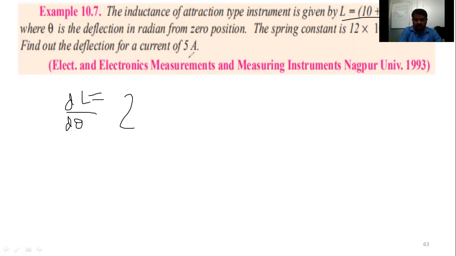Next, the current is already given, 5 ampere here now. So dL by d theta into 5 ampere squared into 1 by 2. TD is over now. Next, what about the controlling torque? K theta. K is given. Then TD divided by K, you do that one. You get the answer there directly.